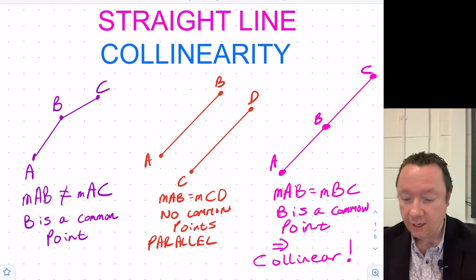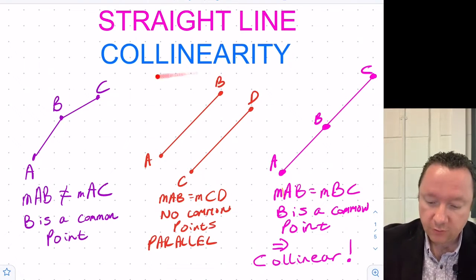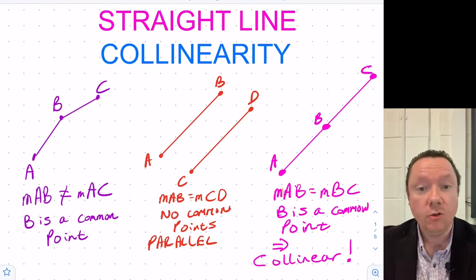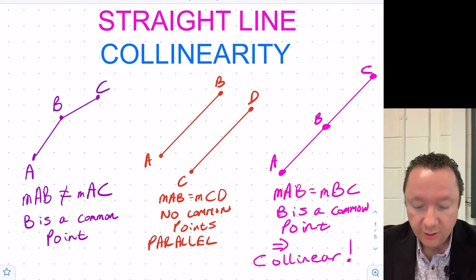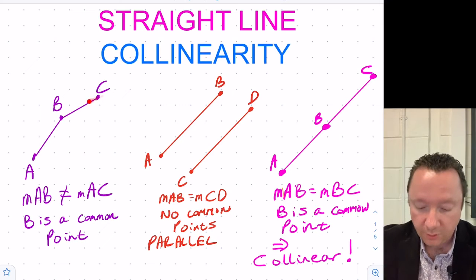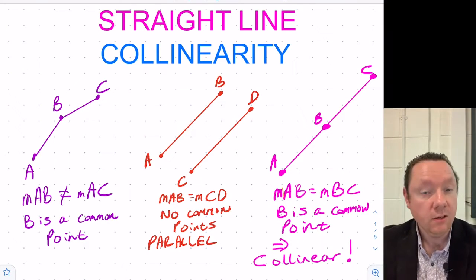Straight line, collinearity. So today we're going to look at what collinearity is. If we look at these three things here, I can draw 3 points, A, B, C, not in a straight line with each other, and you can see that the gradient between A and B is clearly not the same as the gradient between B and C. B is a common point, but we're not on a straight line, clearly.